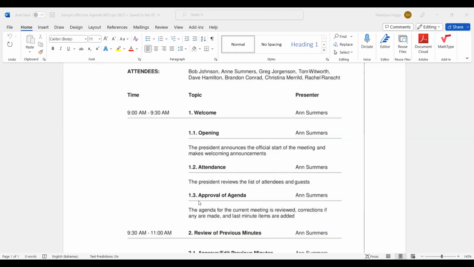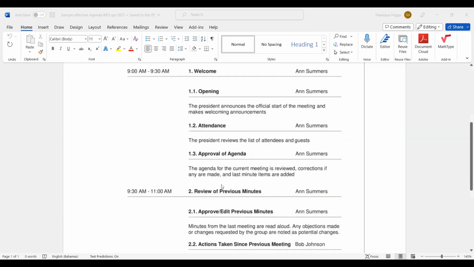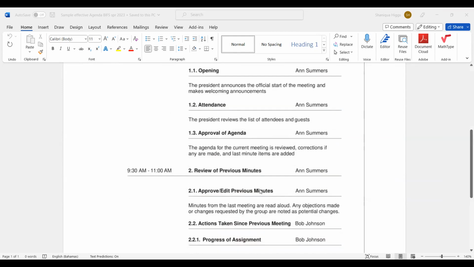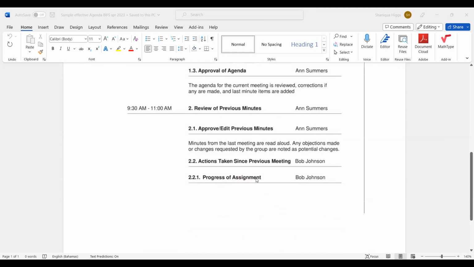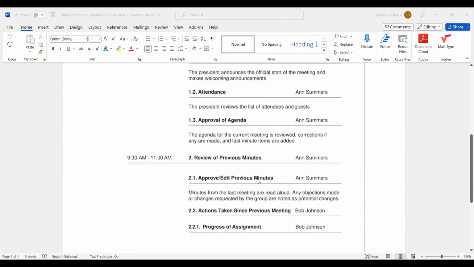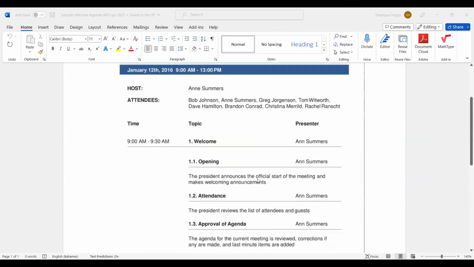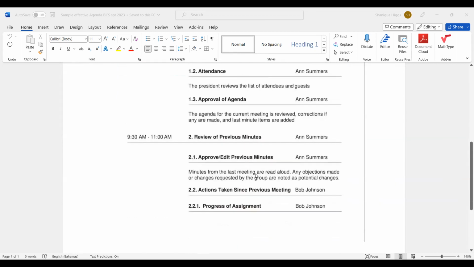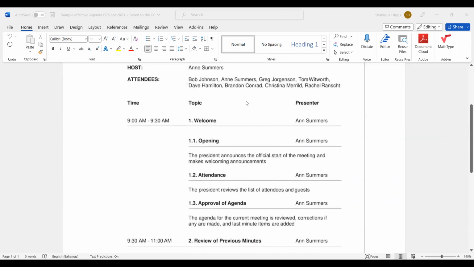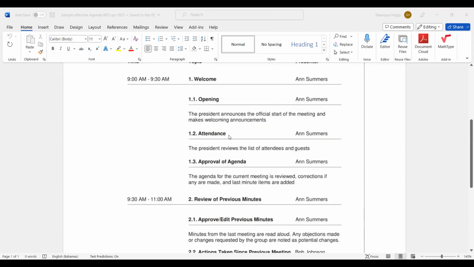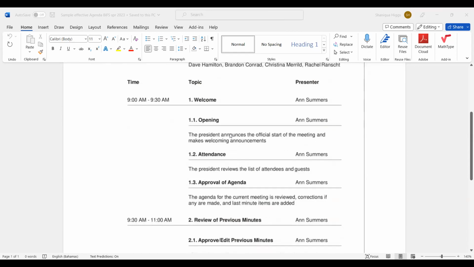And different agenda items. Under the welcome, we have an opening, attendance, approval of the agenda, and then we move to item 2 on the agenda, review of previous minutes. That is approved or amended, action since the last meeting, progress of assignment, okay? This, for your homework assignment, would be adequate in terms of an agenda. It doesn't have to be as detailed as the template, remember, but I wanted to give you a broad example of what an effective agenda might involve.